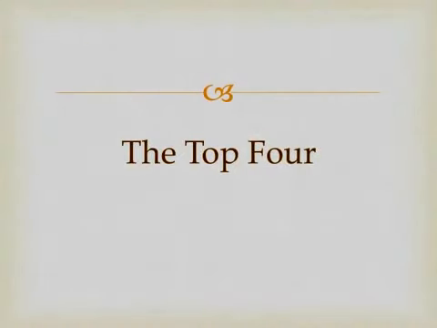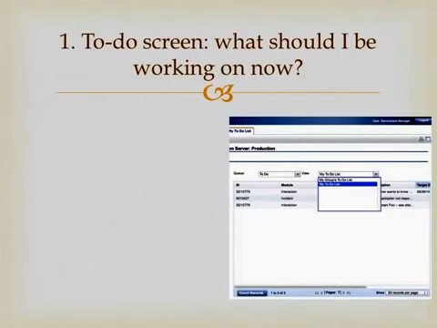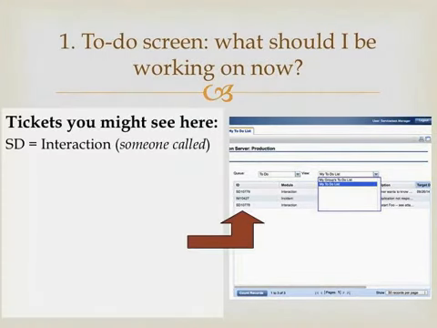The top 4. When you log in, you'll be presented with a to-do screen. In the to-do screen, you'll see a number of tickets being listed. These are the tickets that have been assigned to you, or if you've chosen My Groups to-do list, to your teams. You may see several kinds of tickets here.